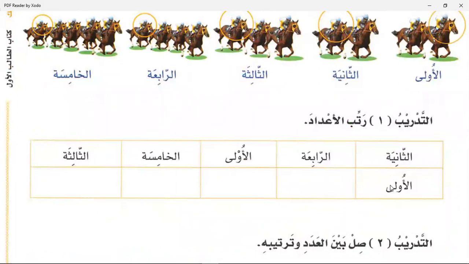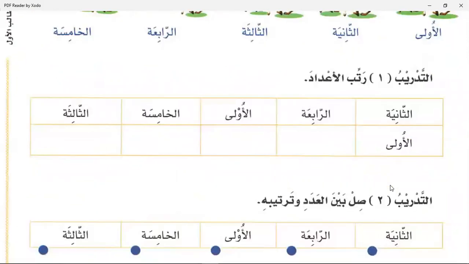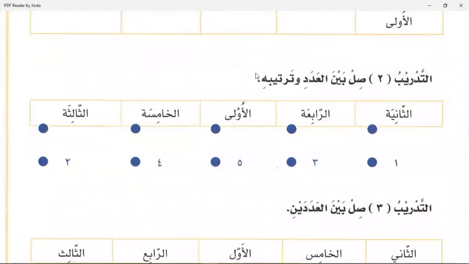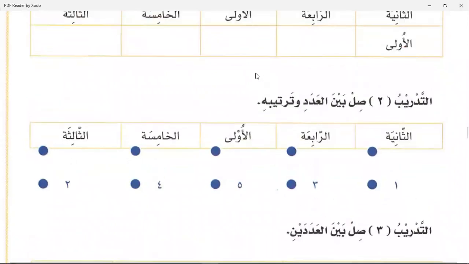The second exercise: connect between the number and its ordinal. He is asking you to join the number with its position, so you will join this one with al-Ula. Then you will join three with As-Thalitha. In this way, you will join them with each other.